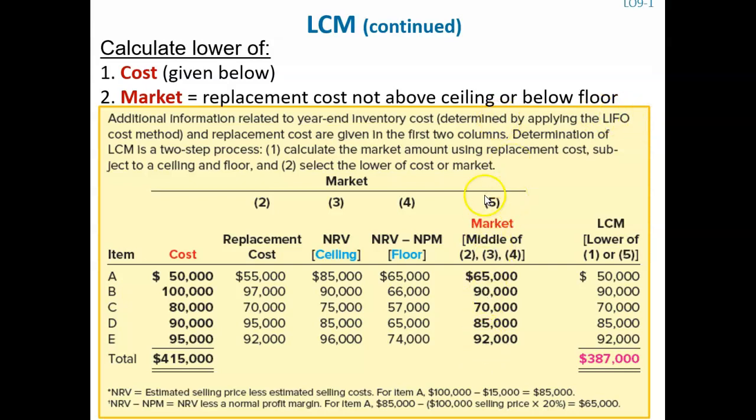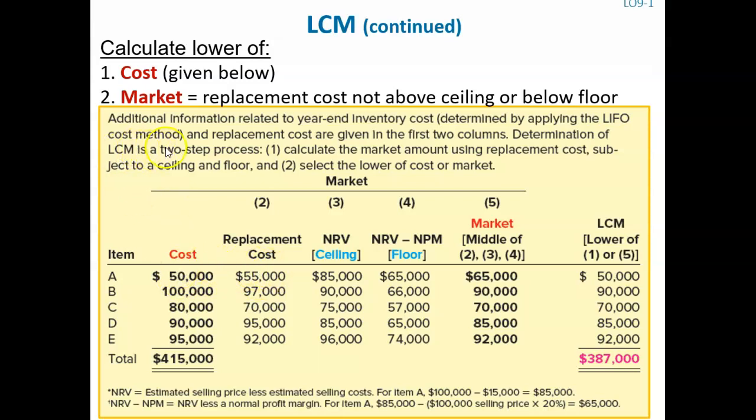Next, we're going to calculate the market. Notice that for each inventory item, the market is simply the middle value between replacement cost, ceiling, and floor. We do need some additional items of information. So additional information related to the year-end inventory, determined by applying the LIFO cost method, and the replacement costs are given in the first 2 columns.